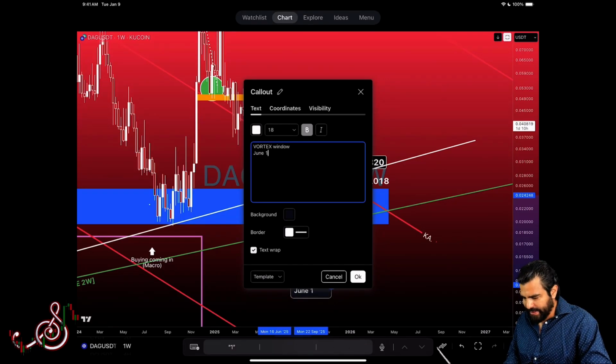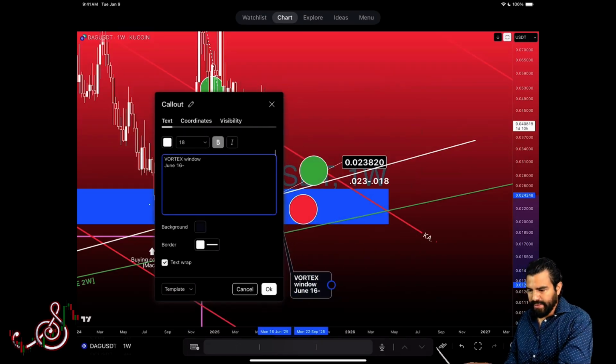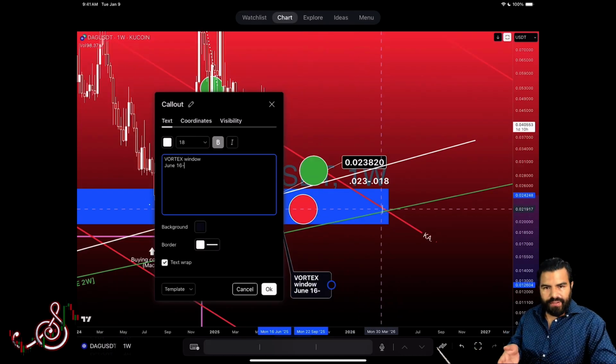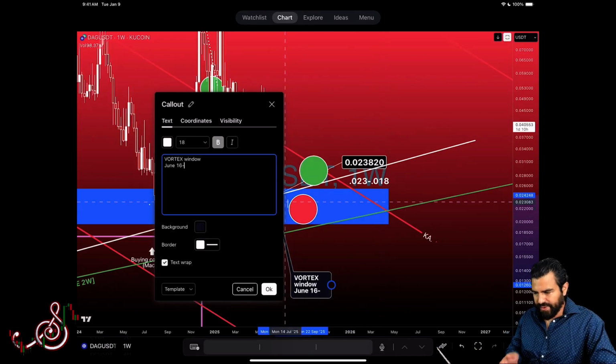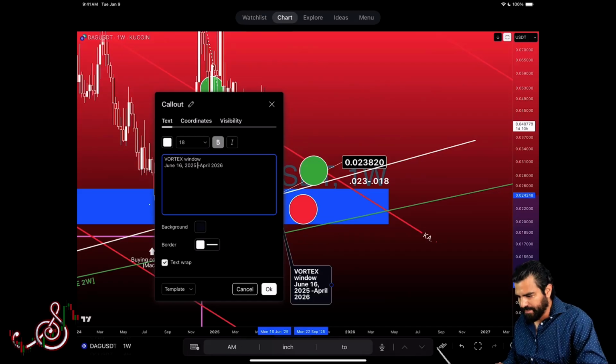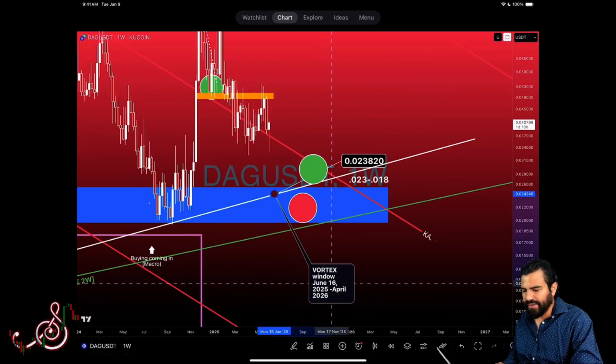June 16th to, and we're going to give you guys where it's kind of hovering over here, approximately January 20, and I'll even give you the lower one right here, which switches even farther, April of 2026. So June 16th, 2025 to April 20. It's a very, very big window for DAG.